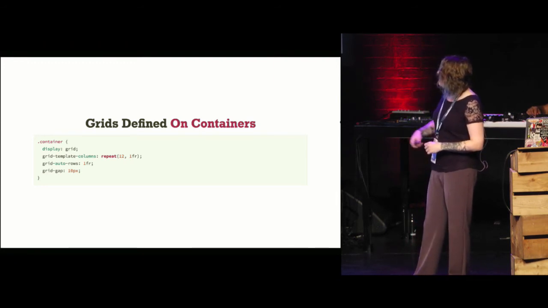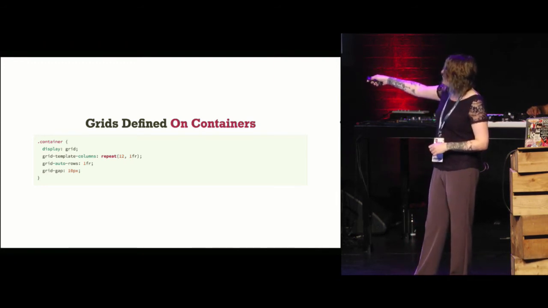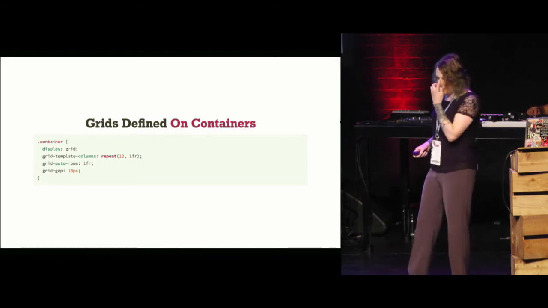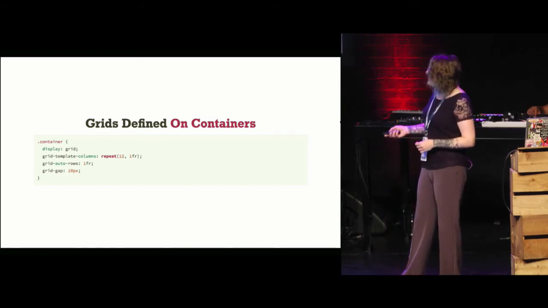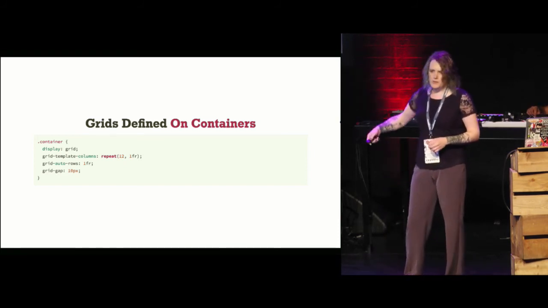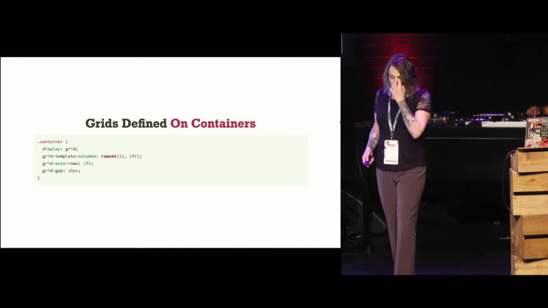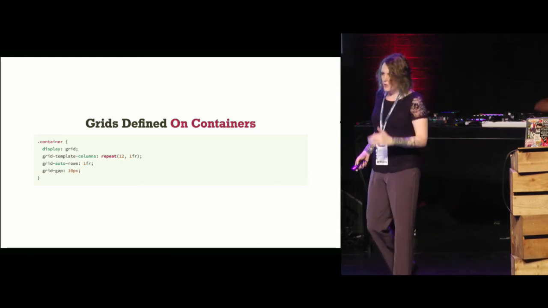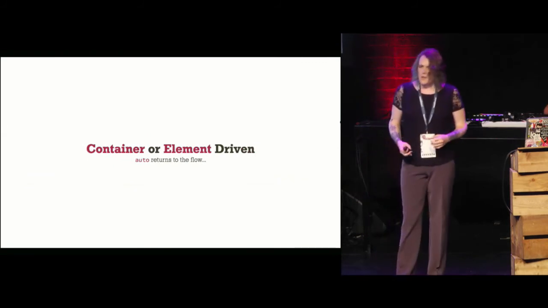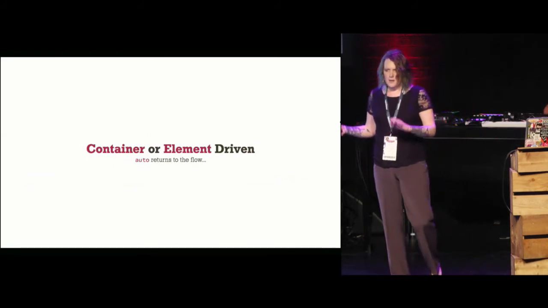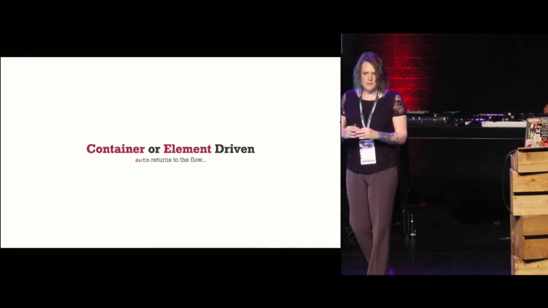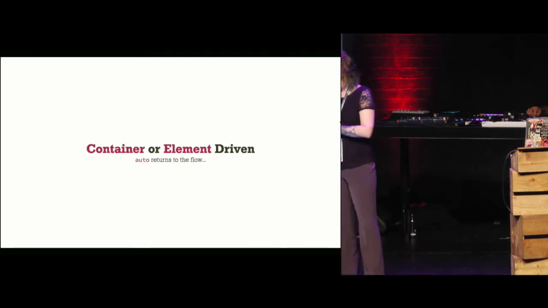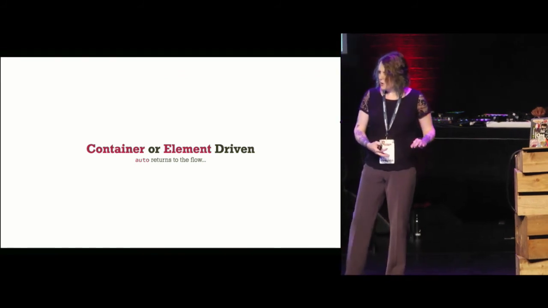We say display grid. We tell it how many columns we want. This is the syntax for equal-sized columns, but we can do lots of different things there. You'll see this new fraction unit. I'll talk about that in a bit, but we can add columns and gutters and say how we want rows to automatically fill in. There are parts of this you can set column and row sizes to be auto, and in some ways that takes us back to an element-driven approach.